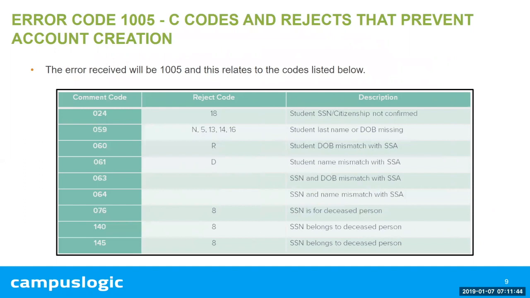You will notice that all of these common codes have something to do with first name, last name, date of birth, or social security number. So if any of these come up on the student ICER, we will not be able to create their account within Student Forms. The ICER will need to be fixed before their account can be created.